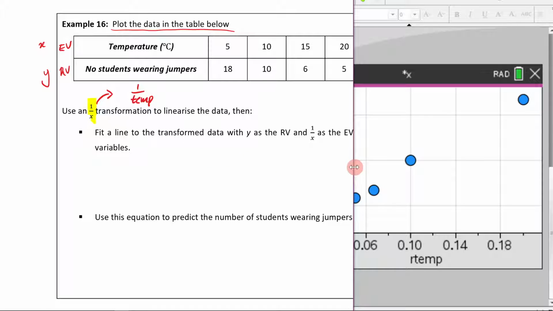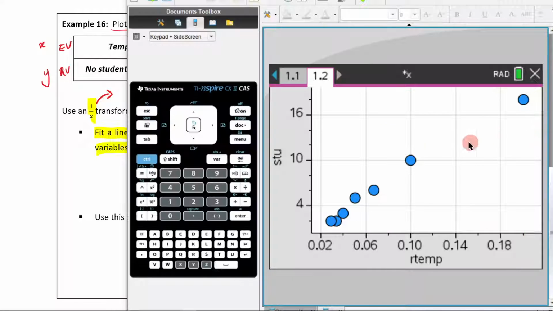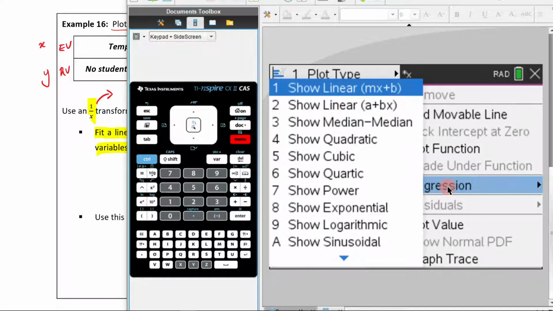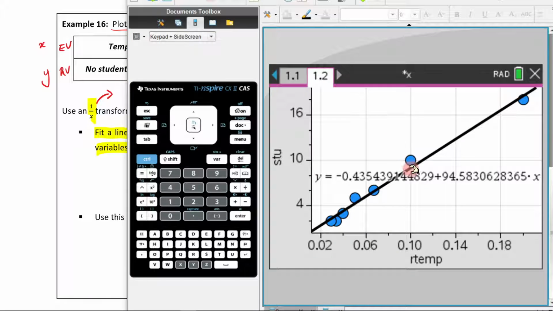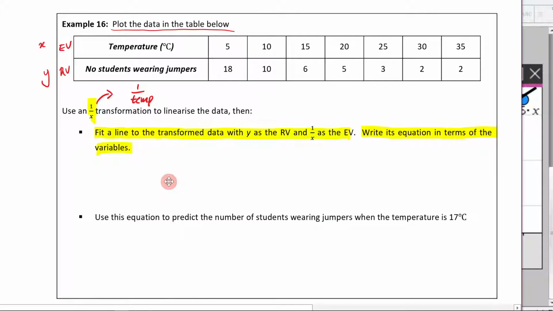All right, then the next part of this question says the following, that we need to fit a line to the transformed data with Y as the RV, 1 on X as the EV, and write the equation in terms of the variables. So I need a least squares regression line. So what I'm going to do is go menu, I'm going to go analyze, I'm going to go regression, and I'm going to go show linear A plus BX. And there it is right there. So I'm just going to write this down in here. And I'm not going to use X and Y. Instead, I'm going to use temperature and number of students wearing jumpers.